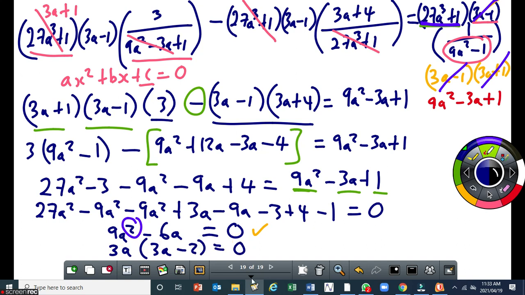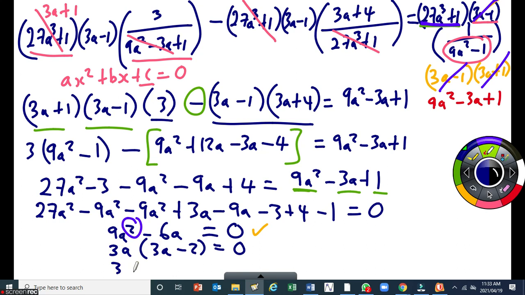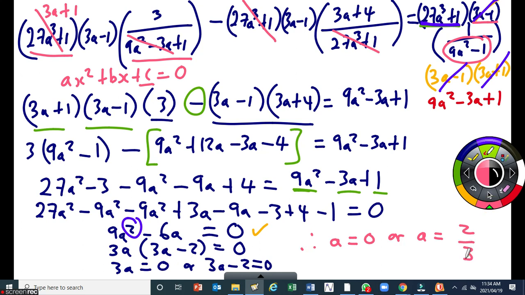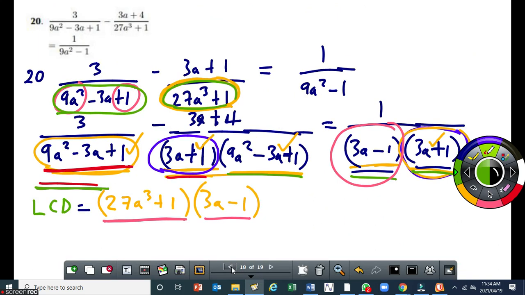So what this means is that a will be equal to 0 or 3a minus 2 will be equal to 0. Therefore, a will be equal to 0 or a will be equal to 2 over 3. So these 2 will be our answers there. Those 2 will be our answers for that whole expression.